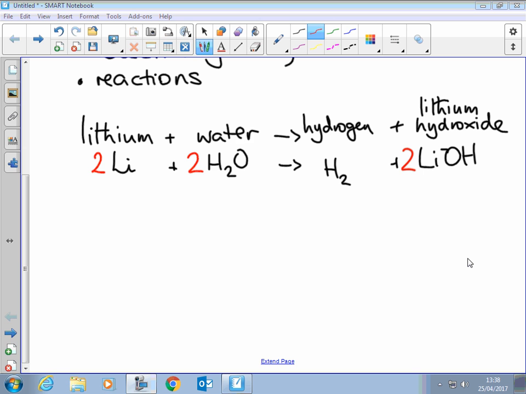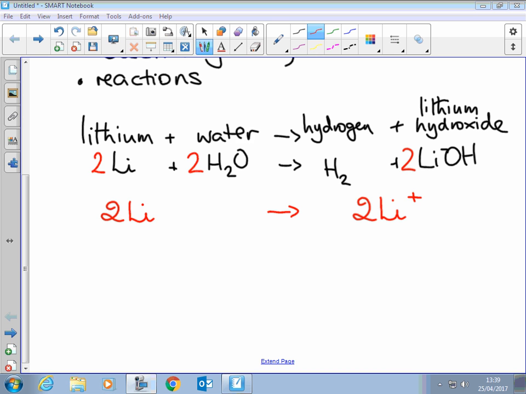So if we follow the lithium, this will get a little bit messy, but if we were to just look at the lithium, we start with 2 atoms over this side, and over that side we've actually got 2 what? Li, what's happened to it? Plus, yeah? It's in group 1, so it's lost a single electron.